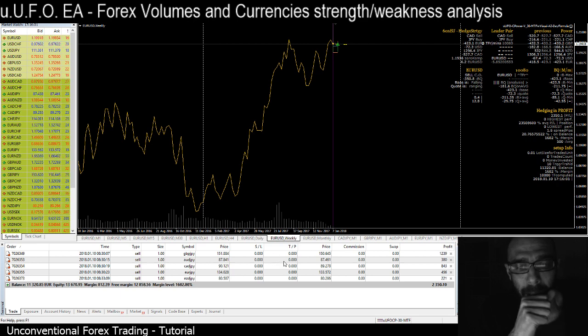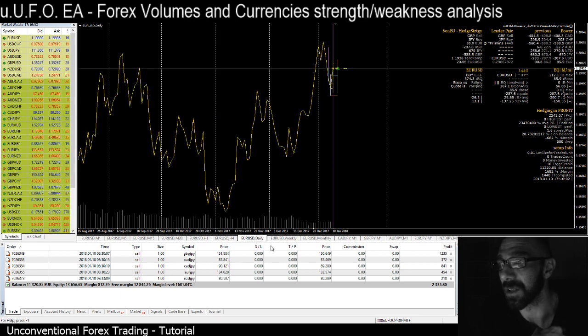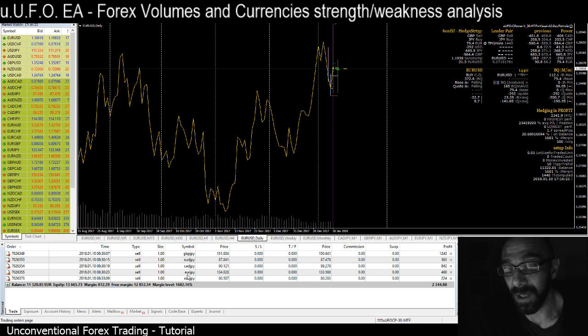Okay. And also in the daily, as usual, you can notice the values here that are showing CAD weak, GBP weak. Again, somehow the strongest is Japanese yen, and therefore I went short with all the currencies against the yen.